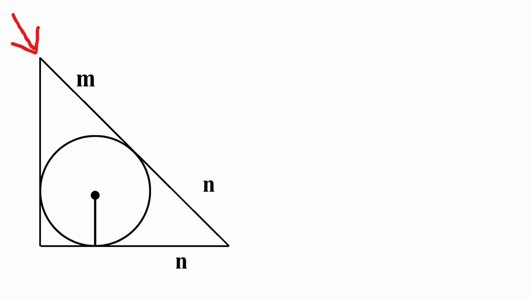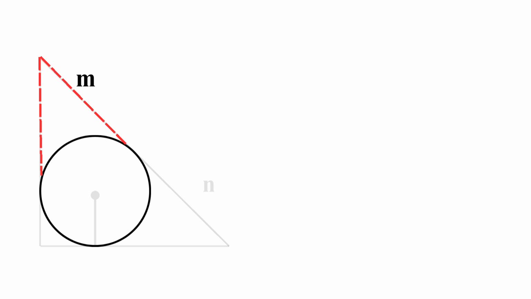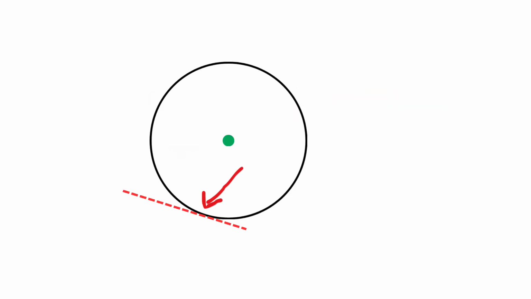Similarly, if we consider this vertex of the triangle, the two line segments from this point act as tangents to the circle. Hence, the length of this segment will be equal to the corresponding segment, which is also equal to m. Now, let us consider the tangent radius theorem. A tangent is defined as a straight line that touches a circle at exactly one point without intersecting it. An important property of a tangent is that it is always perpendicular to the radius drawn to the point of contact. Therefore, if we draw a radius to the circle at this point, it will be perpendicular to the corresponding side of the triangle, since that side acts as a tangent to the circle.